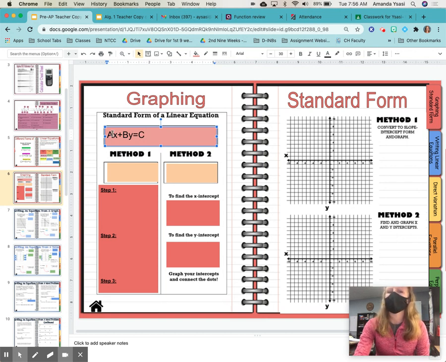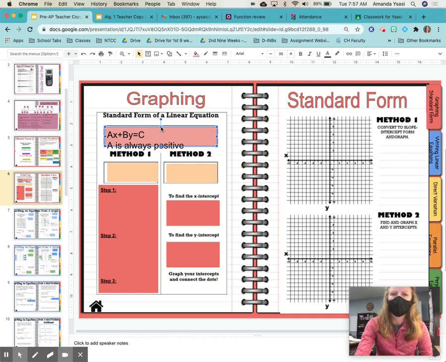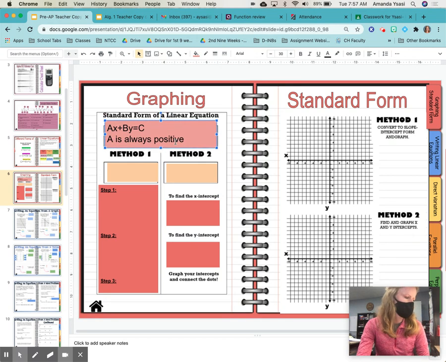In standard form, the A has to be positive. A is always positive. B and C, it doesn't matter on being positive or negative. But they're all constants. They can't be variables. They have to be constants. So A times X plus B times Y equals C.